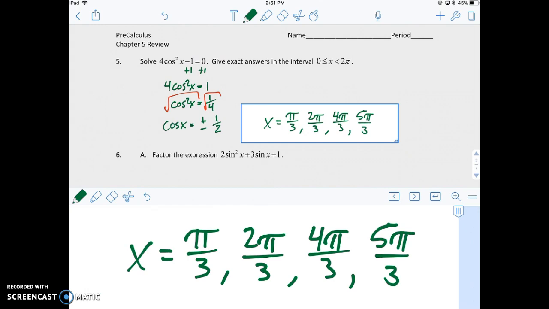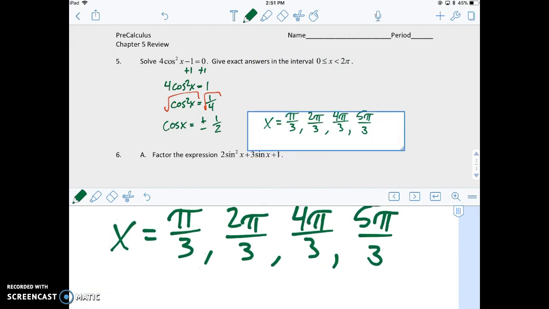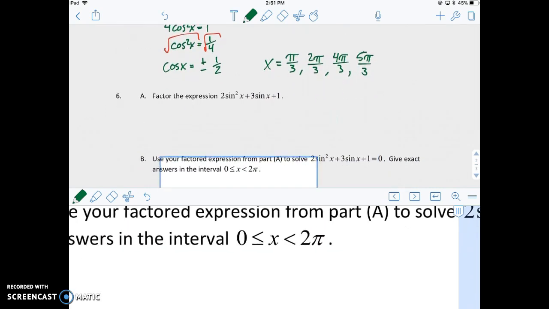Right? It says it only wants the answers between 0 and 2 pi. We're only taking the answers from the chart, and we're not adding the pi n factor to it. Yeah. Moving on to question 6.